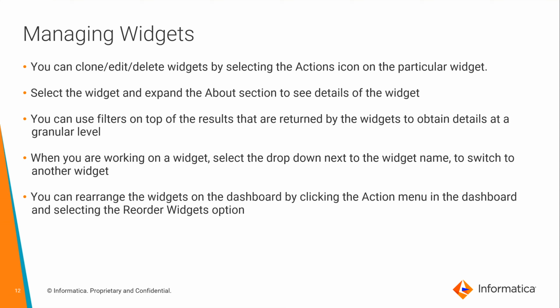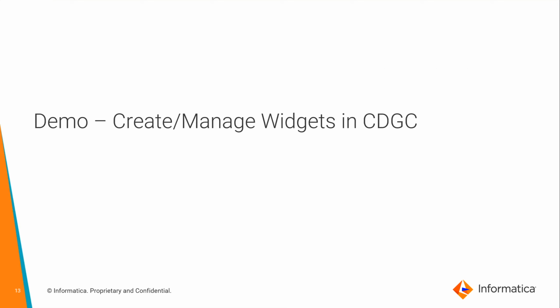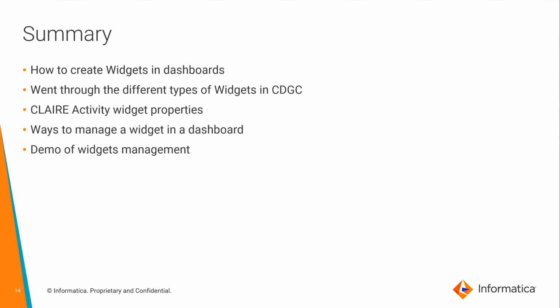When you're currently working on a widget, making modifications, and once you're done, you can select a drop-down next to the widget name to switch to another widget that you would like to modify or edit. In the dashboard page, you can rearrange the order in which the widgets are displayed by clicking the action menu in the dashboard page and selecting the reorder widgets option. Let's have a quick demo to see how to create and manage all those mentioned widgets in this session.